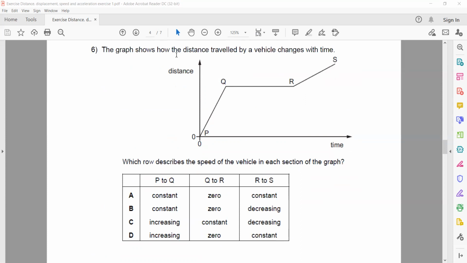Question 6. The graph shows how the distance traveled by the vehicle changes with time. So in the distance time graph from P to Q, because it is a straight line, it means a constant speed. When it is a horizontal line, it means the object is stopped, at rest, or zero speed, because when an object stops, the speed is zero. And again, it's a straight line with a constant slope, so again it is a constant speed. So which option is correct? From P to Q, it's a constant speed. Then Q to R, it is 0. And from R to S, again, it is constant. So A is the right answer.